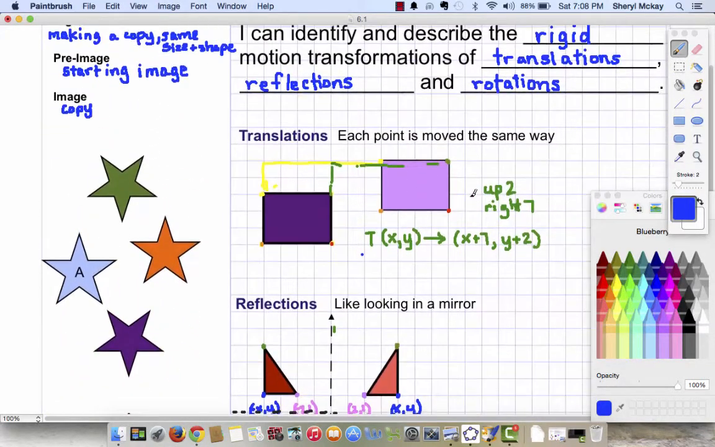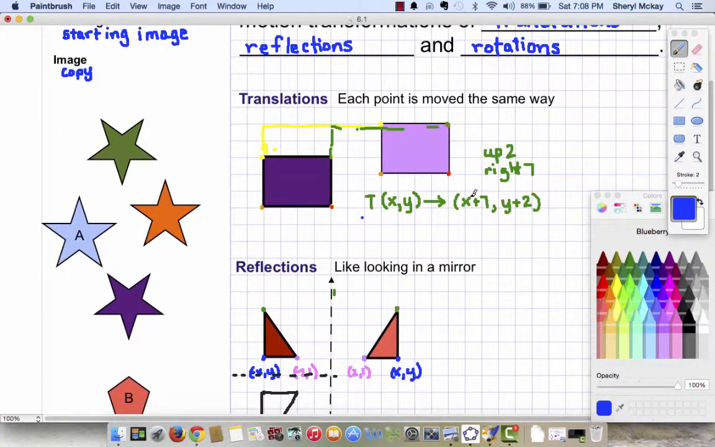So let's take a look at my stars up here. Here I have this A star, which is going to be my pre-image. And I want to know which of my 3 colored stars, whether it's the green, the orange, or the purple, is a translation. Which of my stars is a translation?